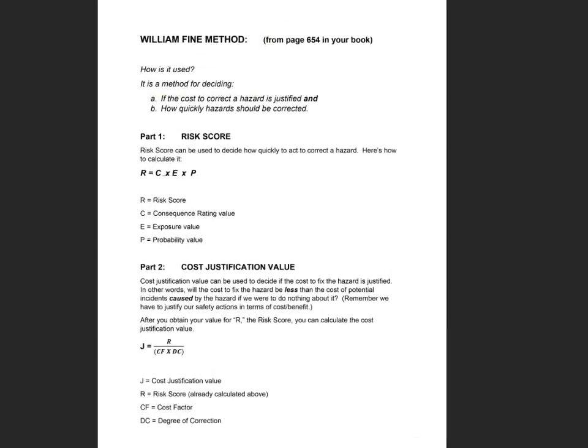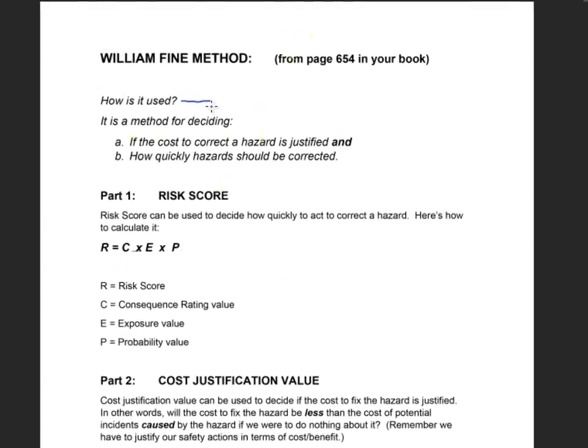Hello class. Today we are going to discuss a method to quantify risk. Now we've used some other methods to look at risk, and this is from your book. It's a very interesting way to look at risk. It's called the William Fine method, and let's look at how it's used.